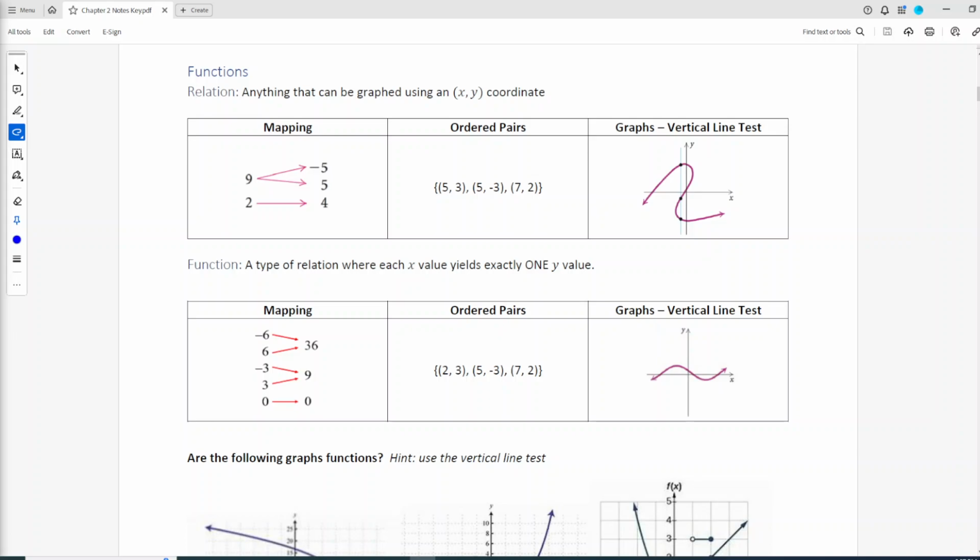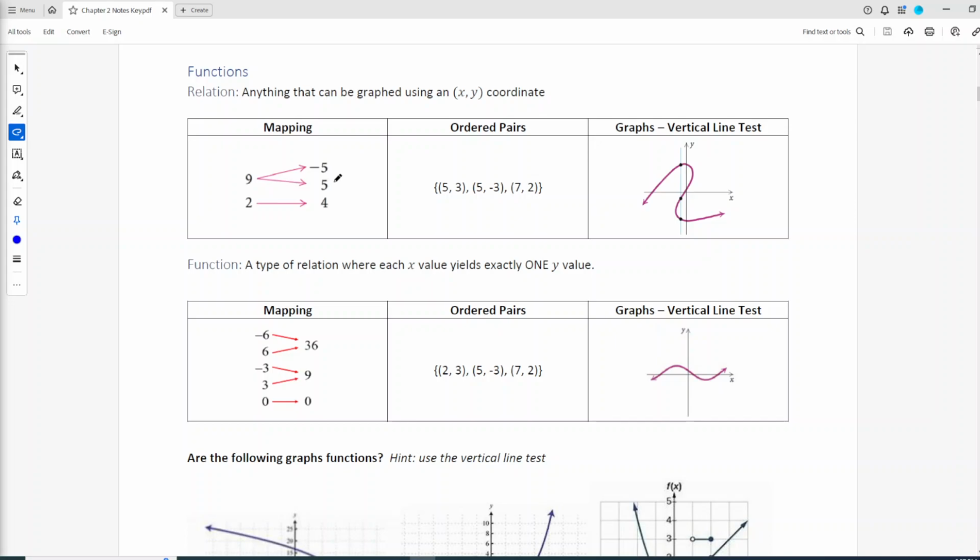The next review piece that we're going to move on to is the idea of functions and relations. A relation is anything that can be graphed using an x and y coordinate. Every ordered pair is showing a relation. It's a relationship between an x and a y. You can also show these as mapping.